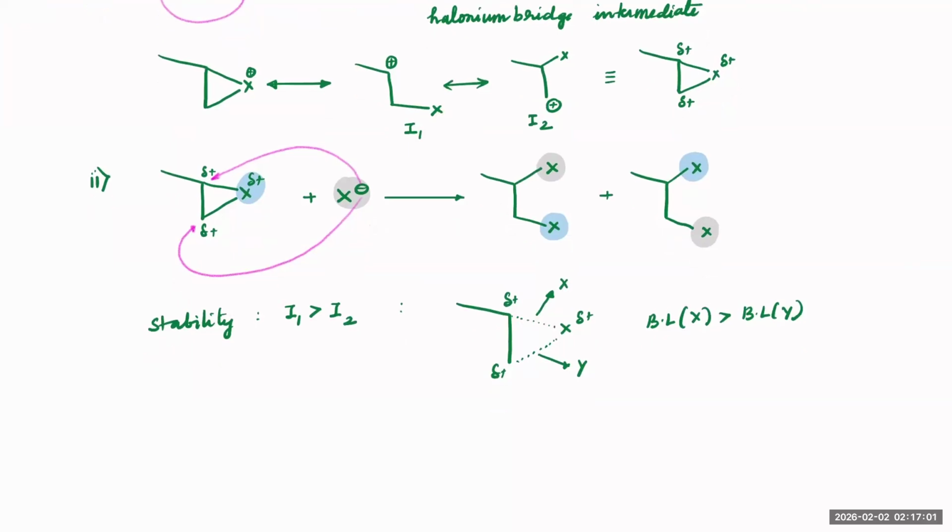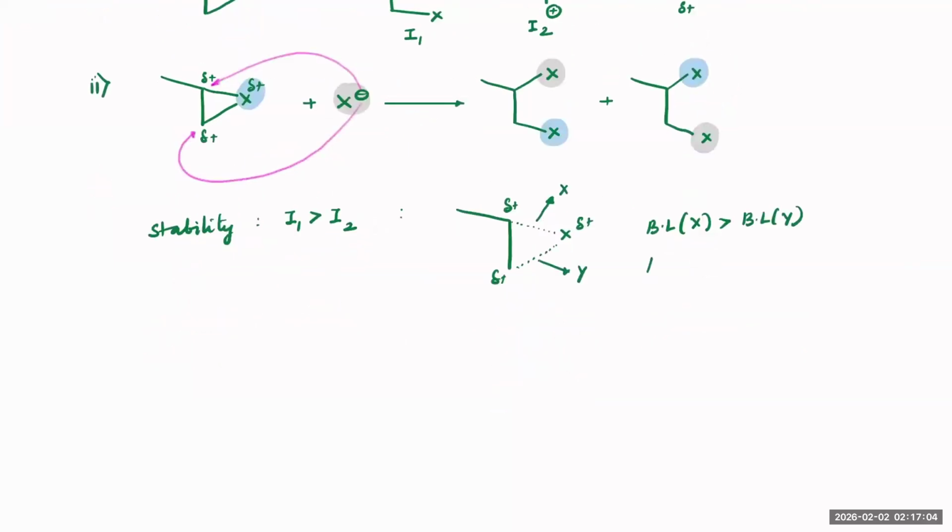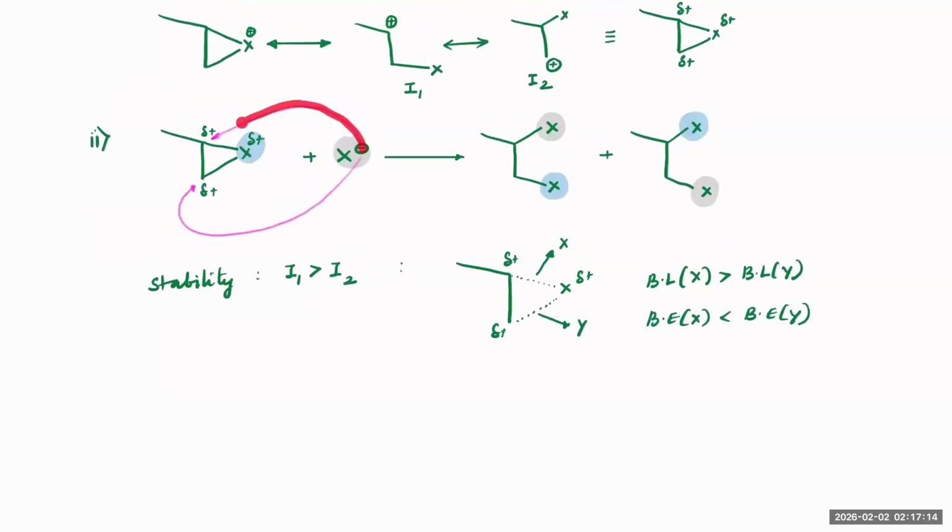Okay. So if this bond length is larger, then the bond energy required is lesser. So the bond energy required in this case is lesser. Hence, the nucleophile will always decide to attack here because breaking of the bond is much easier here. So therefore, the nucleophile will always attack on the more substituted carbon side, and simultaneously break the bond.